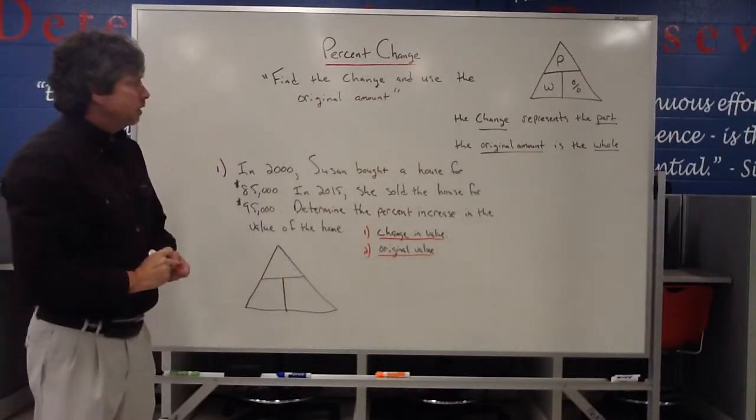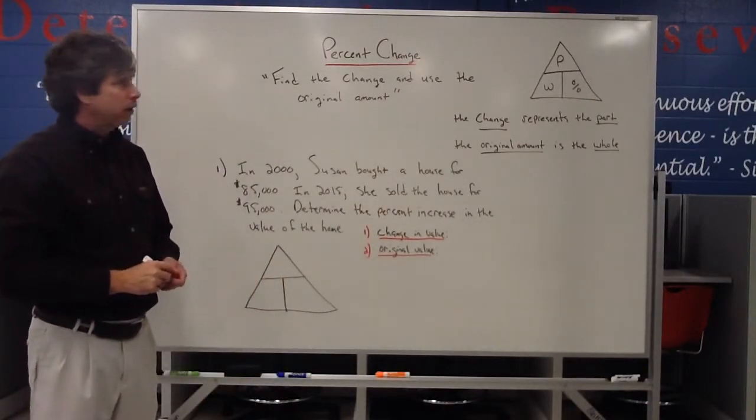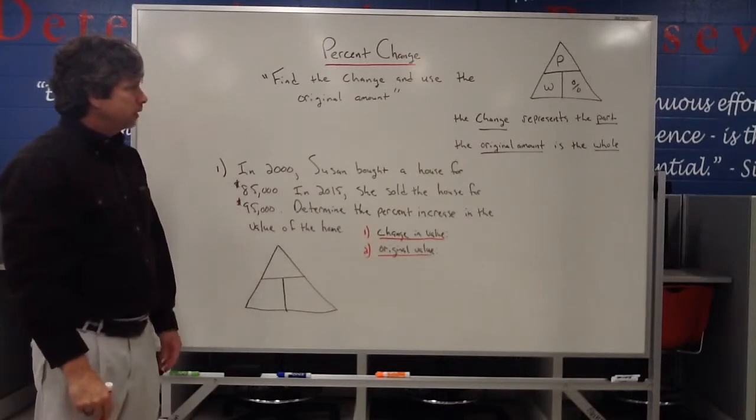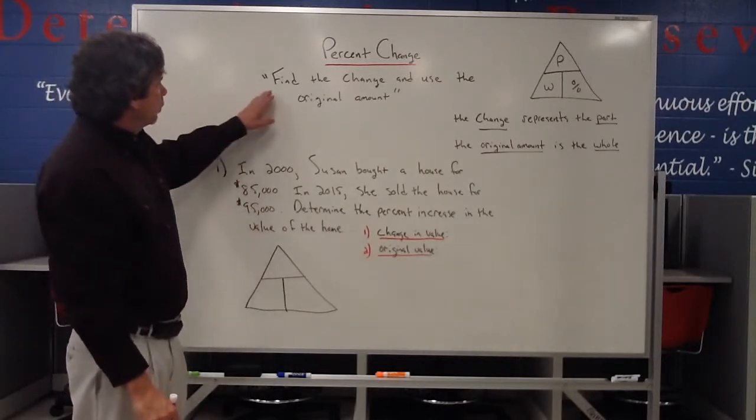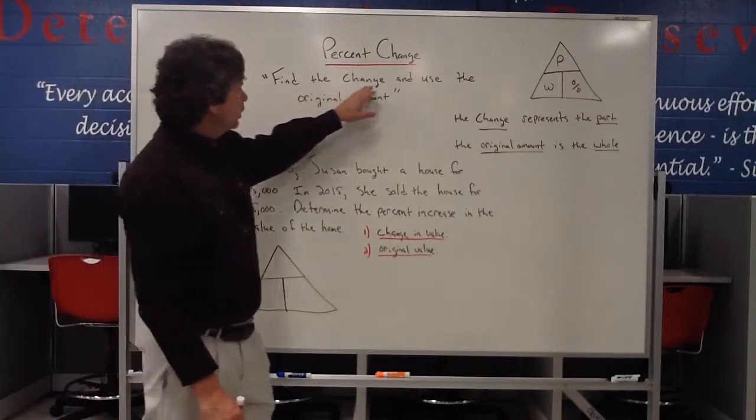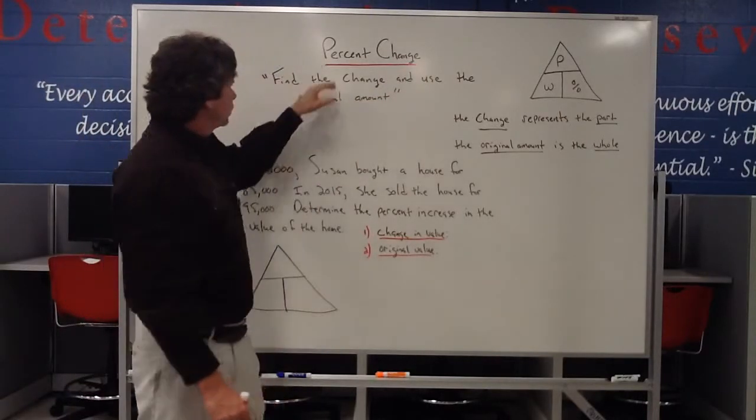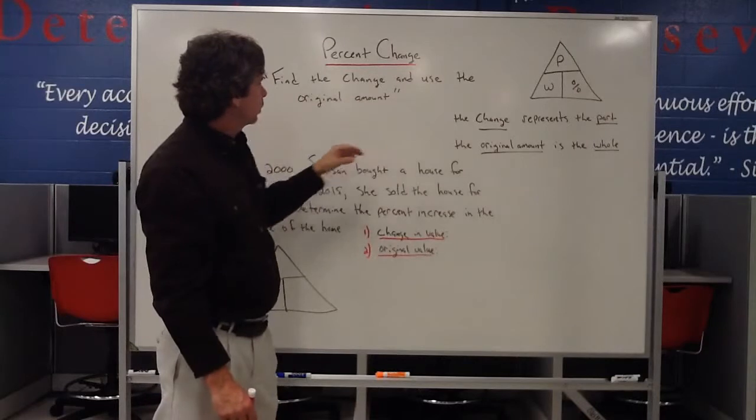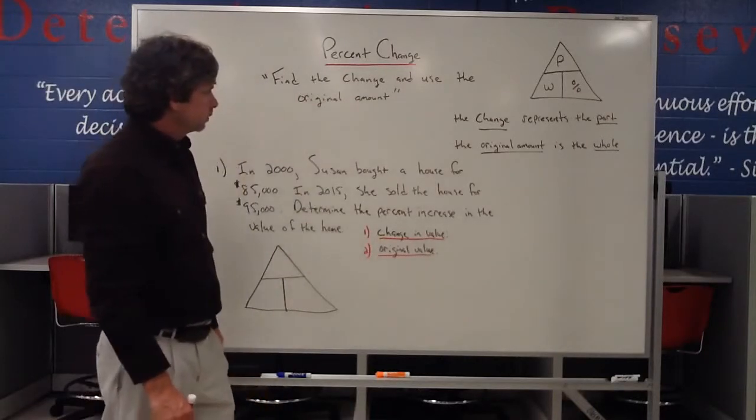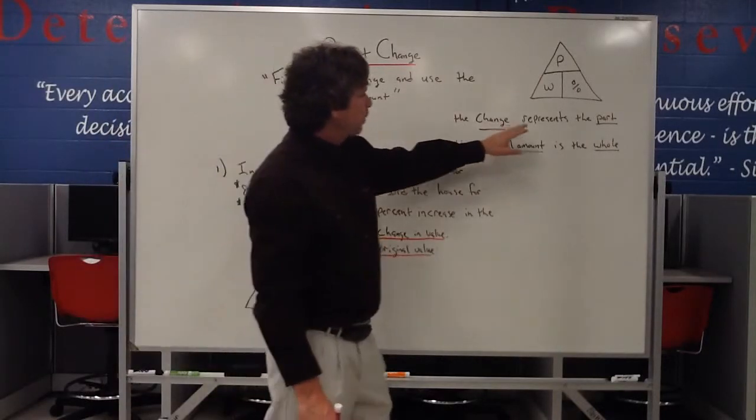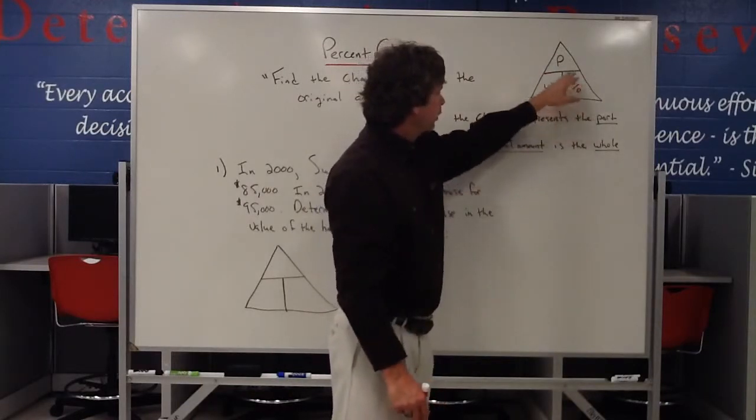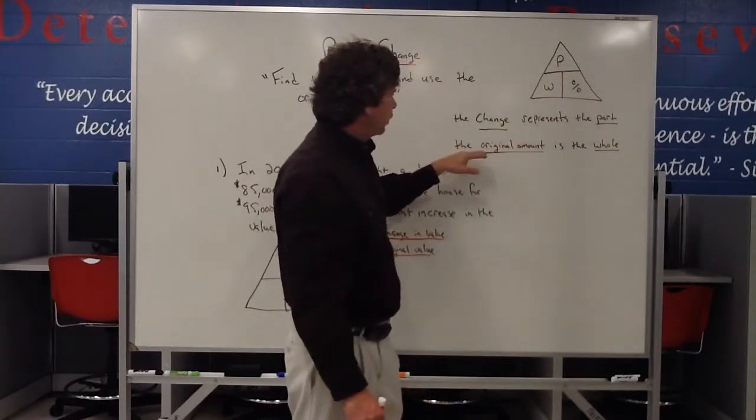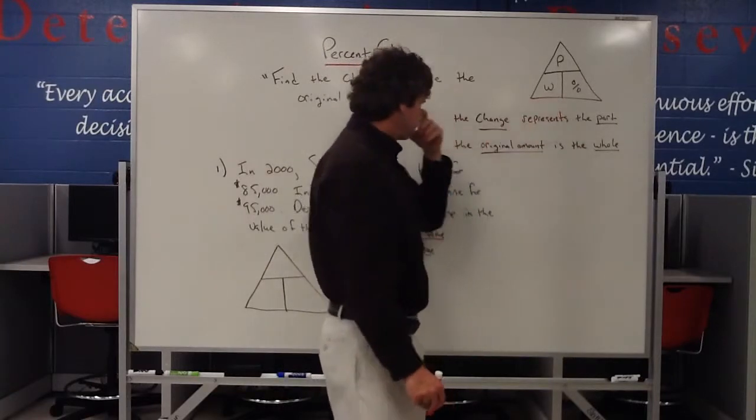And percent change is just a type of word problem that you'll come across. There's two key things to work with percent change. One thing is to find the change. To do a percent change, we're going to have to find the change, and we're going to use what they call the original amount. The change is going to represent the part in our triangle model, and the original amount is going to represent the whole.